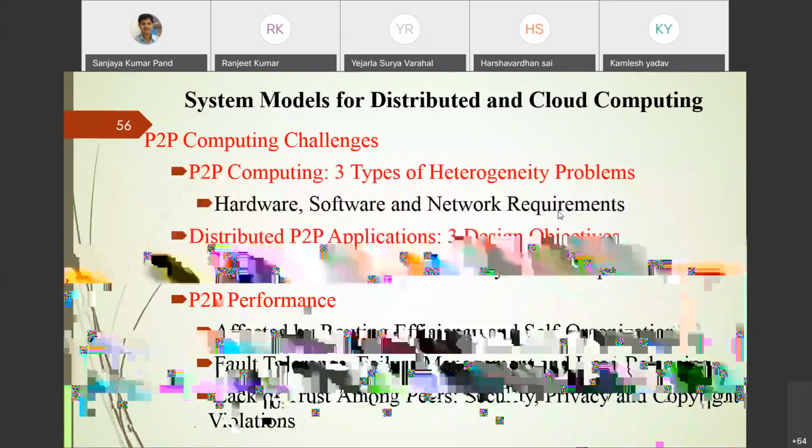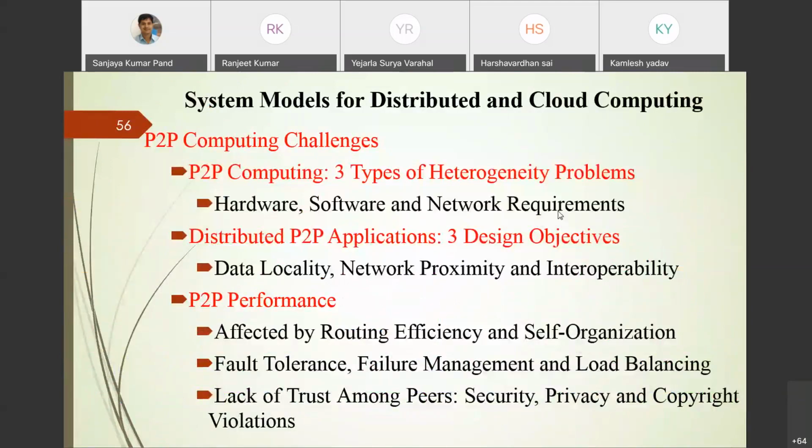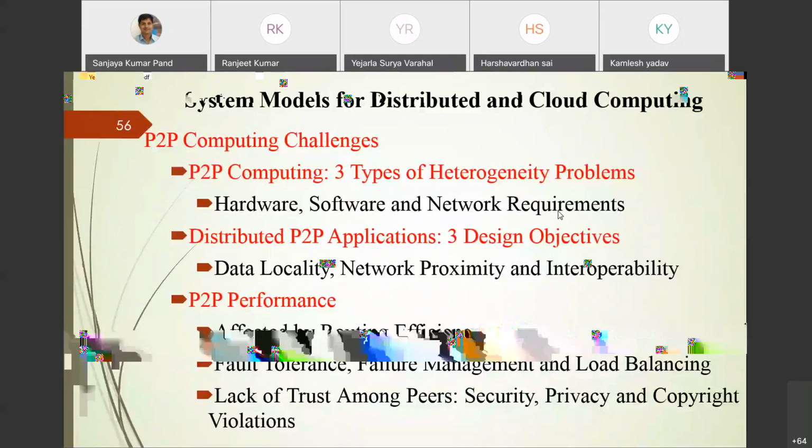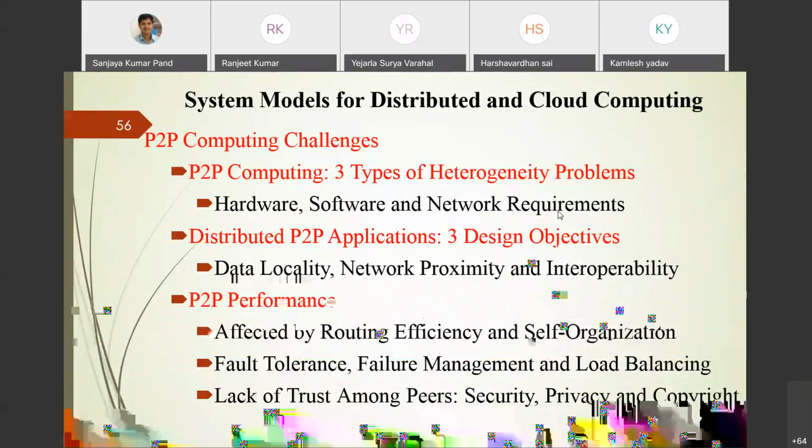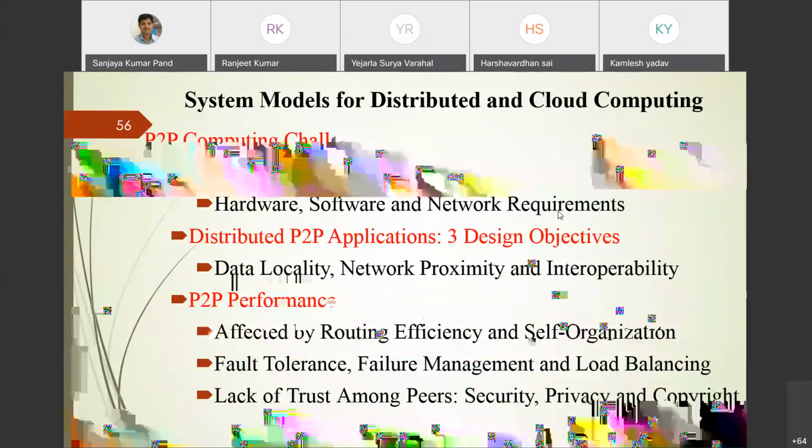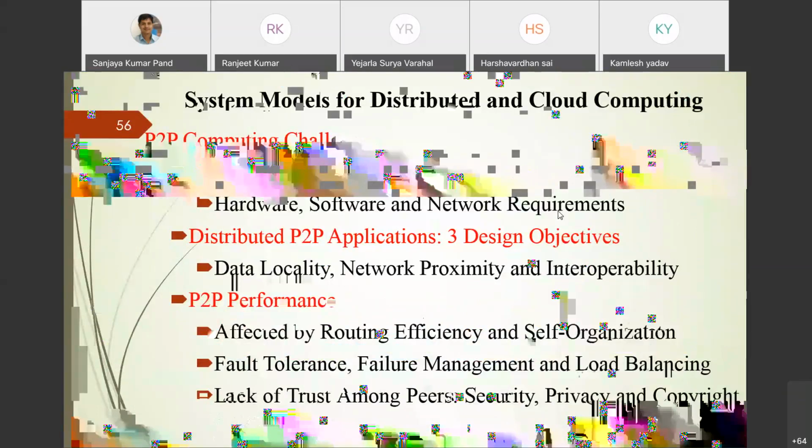Then there is the lack of trust among peers. As peers are independent of each other, unlike server architecture, where servers know whether he is a genuine client or not. Before responding to a particular request, the server will verify whether the client is the original one or not. But in peer-to-peer systems, there is a lack of trust. One peer will not trust another peer. So there may be a security violation. And if a malicious node joins, it will compromise your security, it will compromise your privacy, and copyright is also affected.